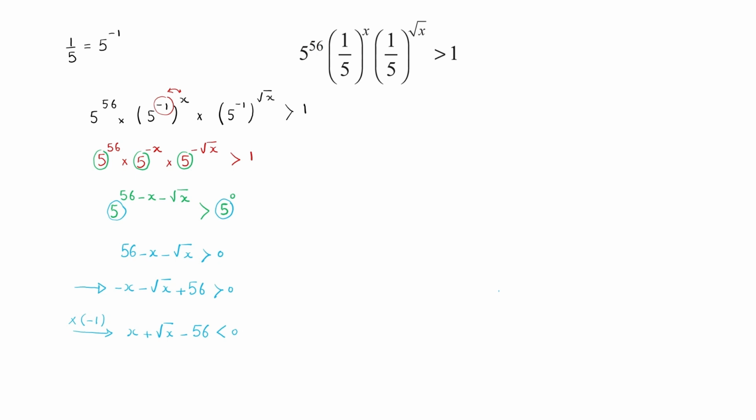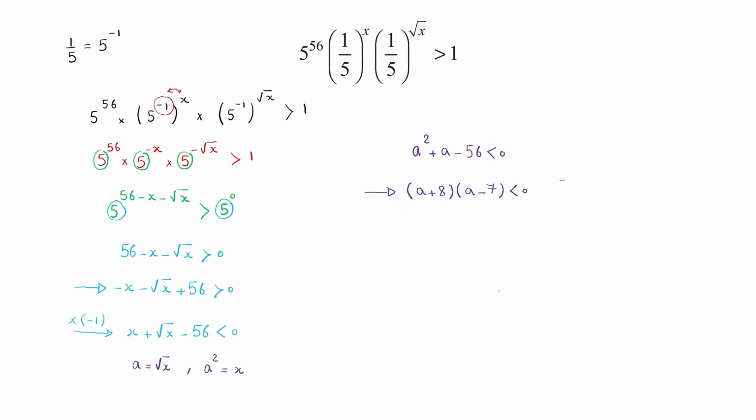Okay, now I would like to assume that a is a square root of x. So when a is a square root of x, a square is equal to x. So I can rewrite my inequality as a square plus a minus 56 less than 0. It can be factorized to a plus 8 times a minus 7 less than 0.